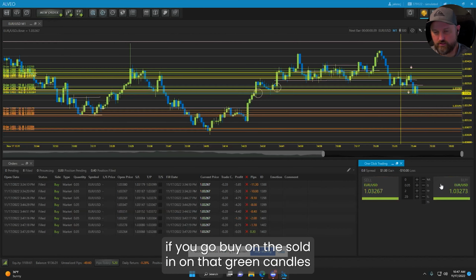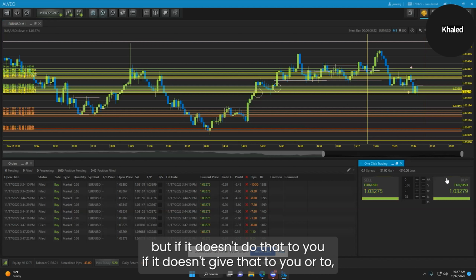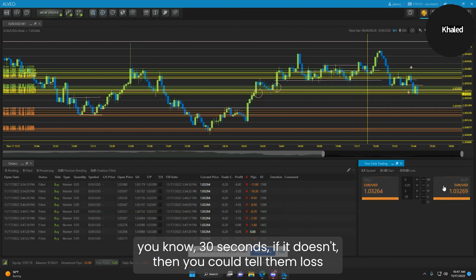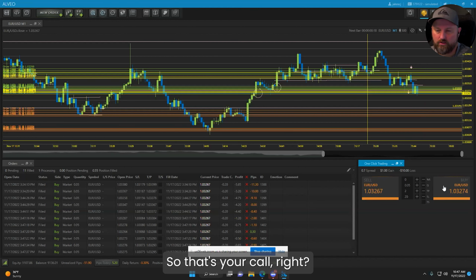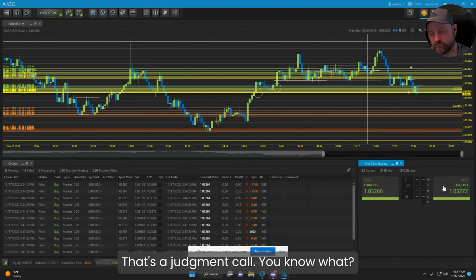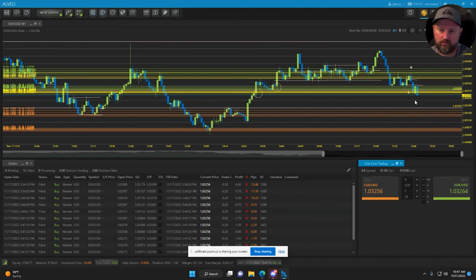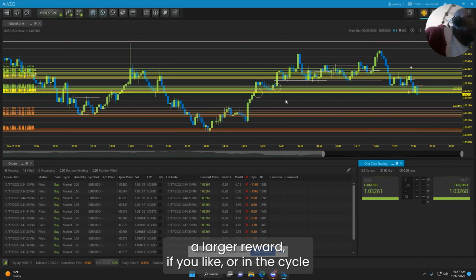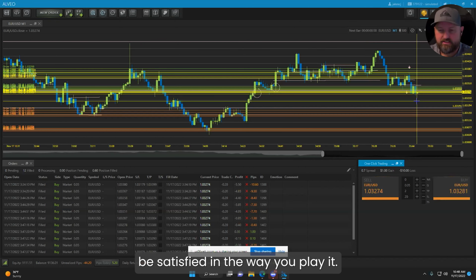So sellers, if you sold in on that green candle, you should have held this for a possible break lower. But if it doesn't give that to you, which is 30 seconds, then you could kill them off and recycle for another attempt. So that's your call, right? That's a judgment call. If it does break, you could take the profit now, or you could risk it for a larger reward, right? Or you could recycle them. So there's a couple different ways you could play it, but either way, be satisfied in the way you play it.